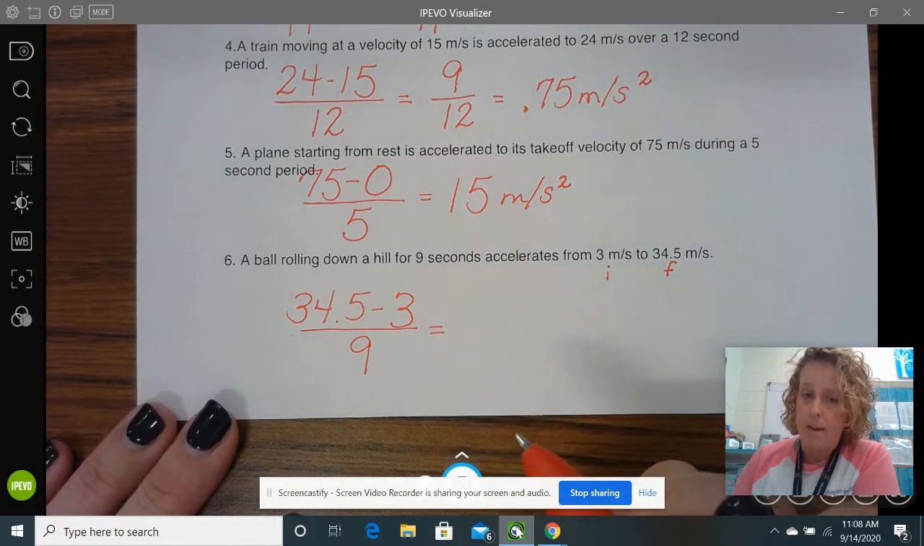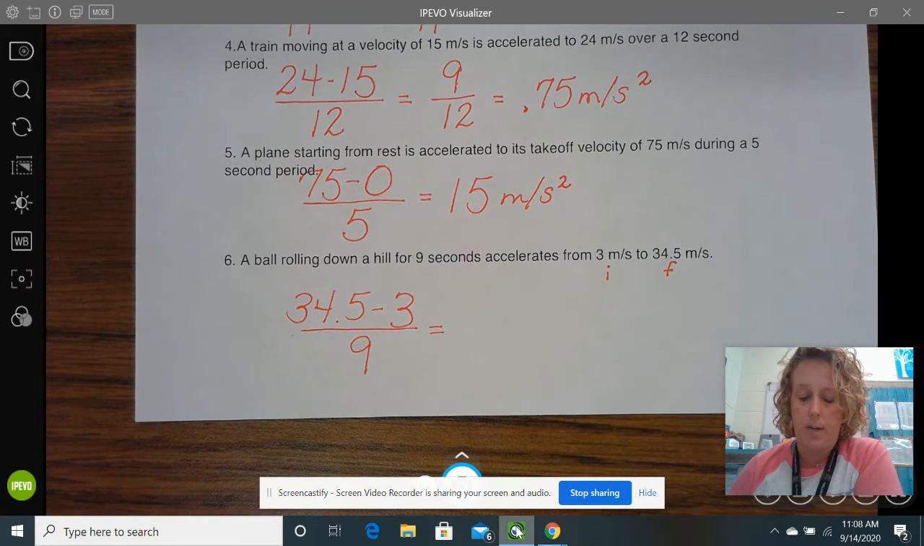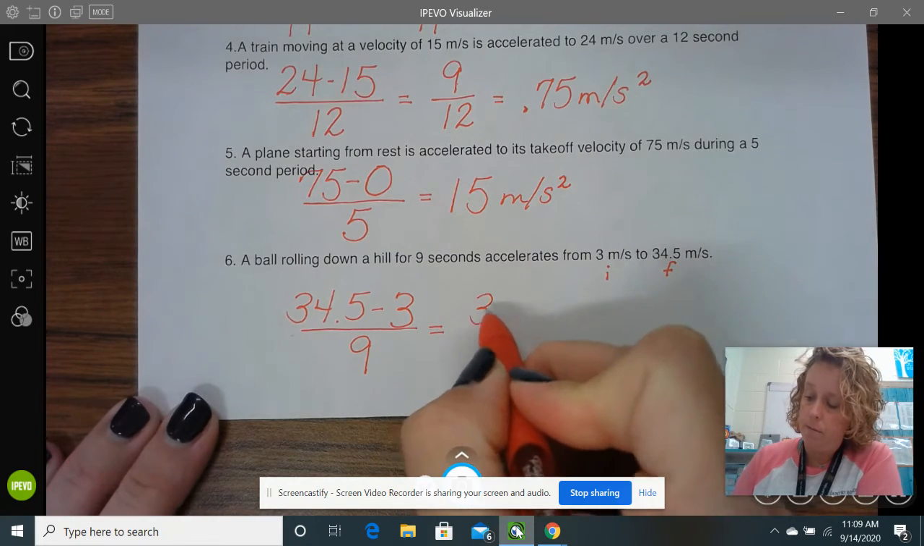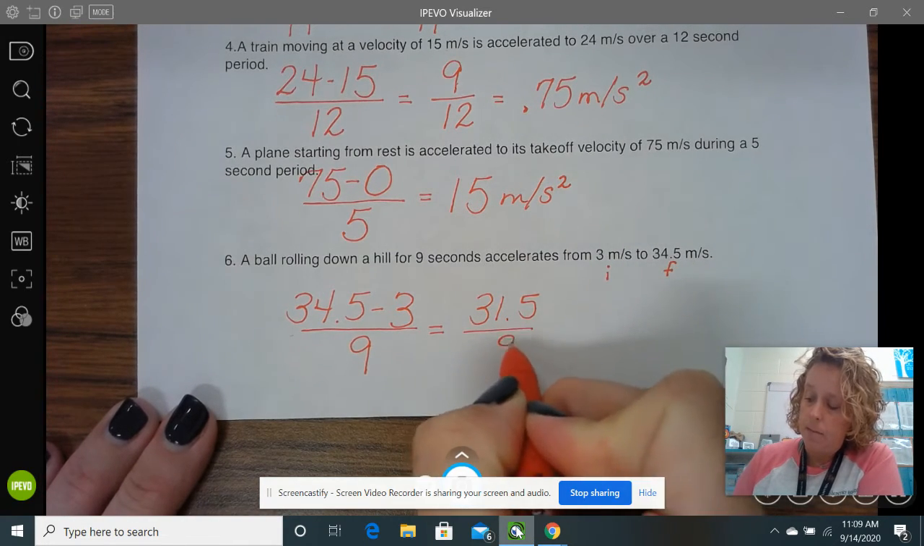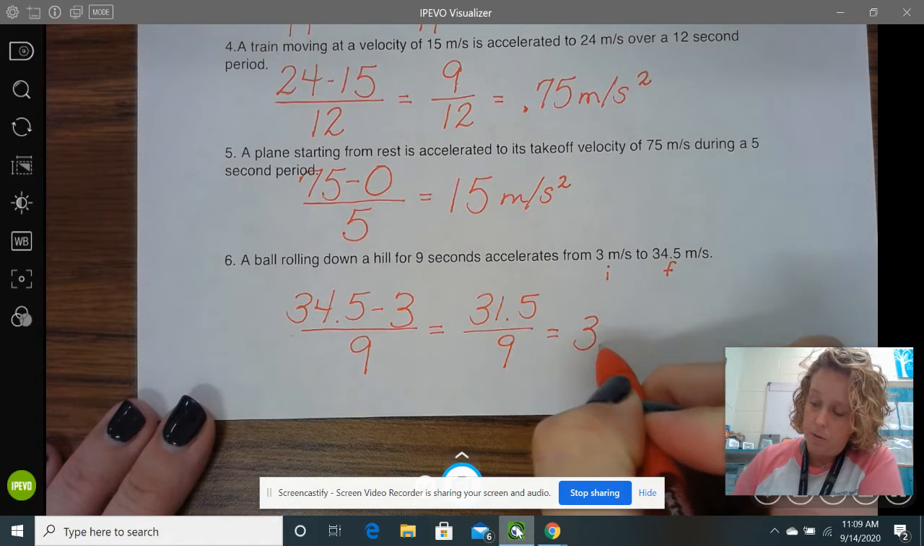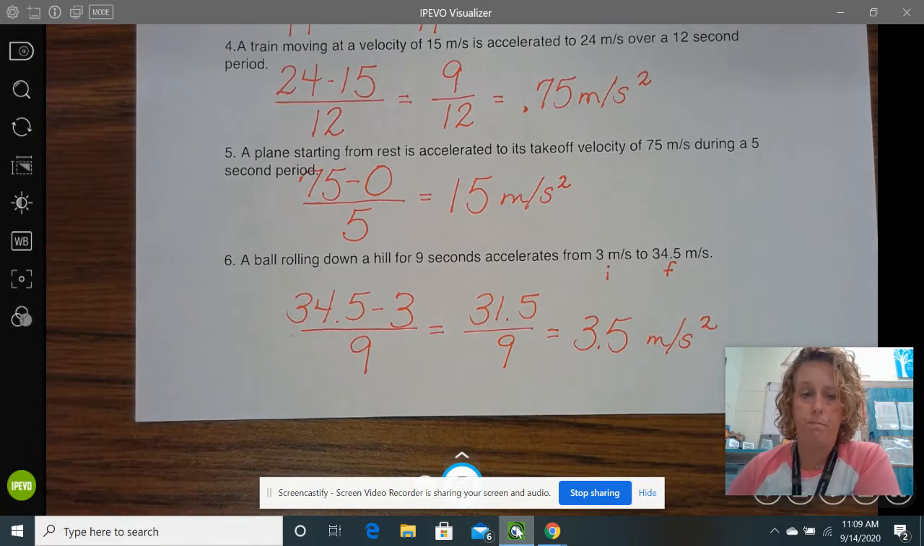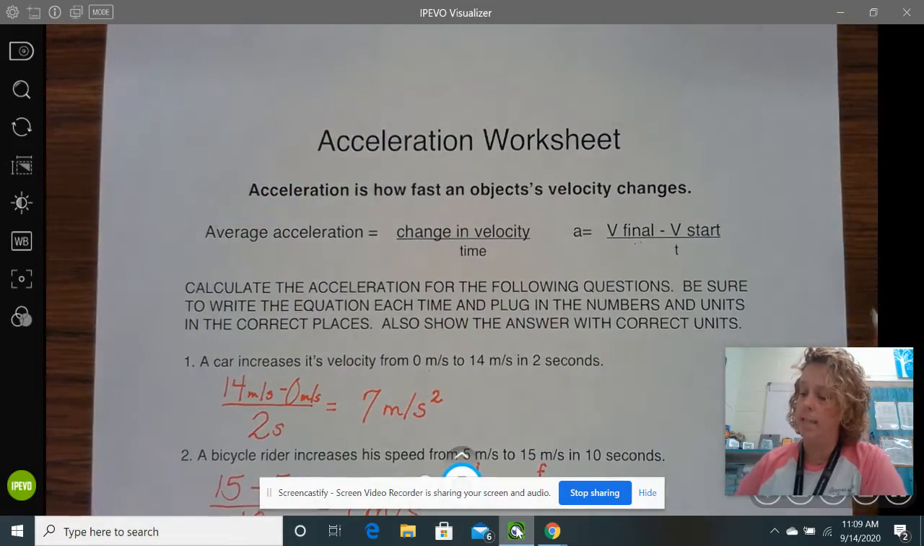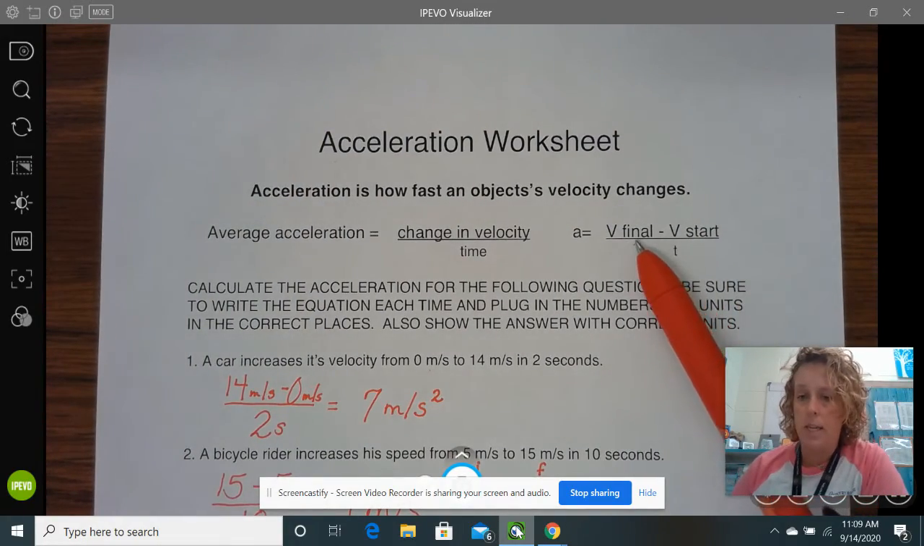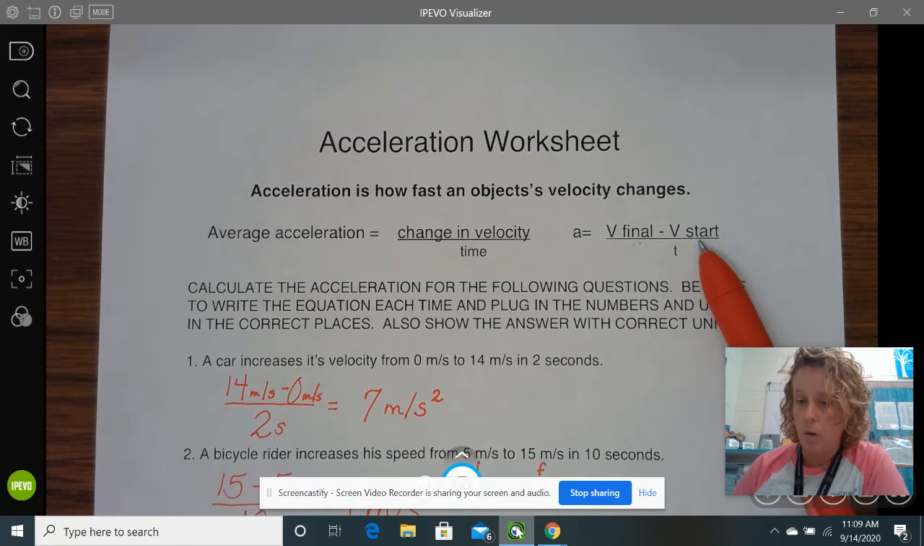When you do that math, and I'll give you just a second to do that on your calculator, you're going to do 34.5 minus 3, and that's going to give you 31.5 divided by 9. It's going to be 3.5 meters per second squared. So let's take another look up here. The formula for acceleration: final velocity minus initial or starting velocity divided by time.